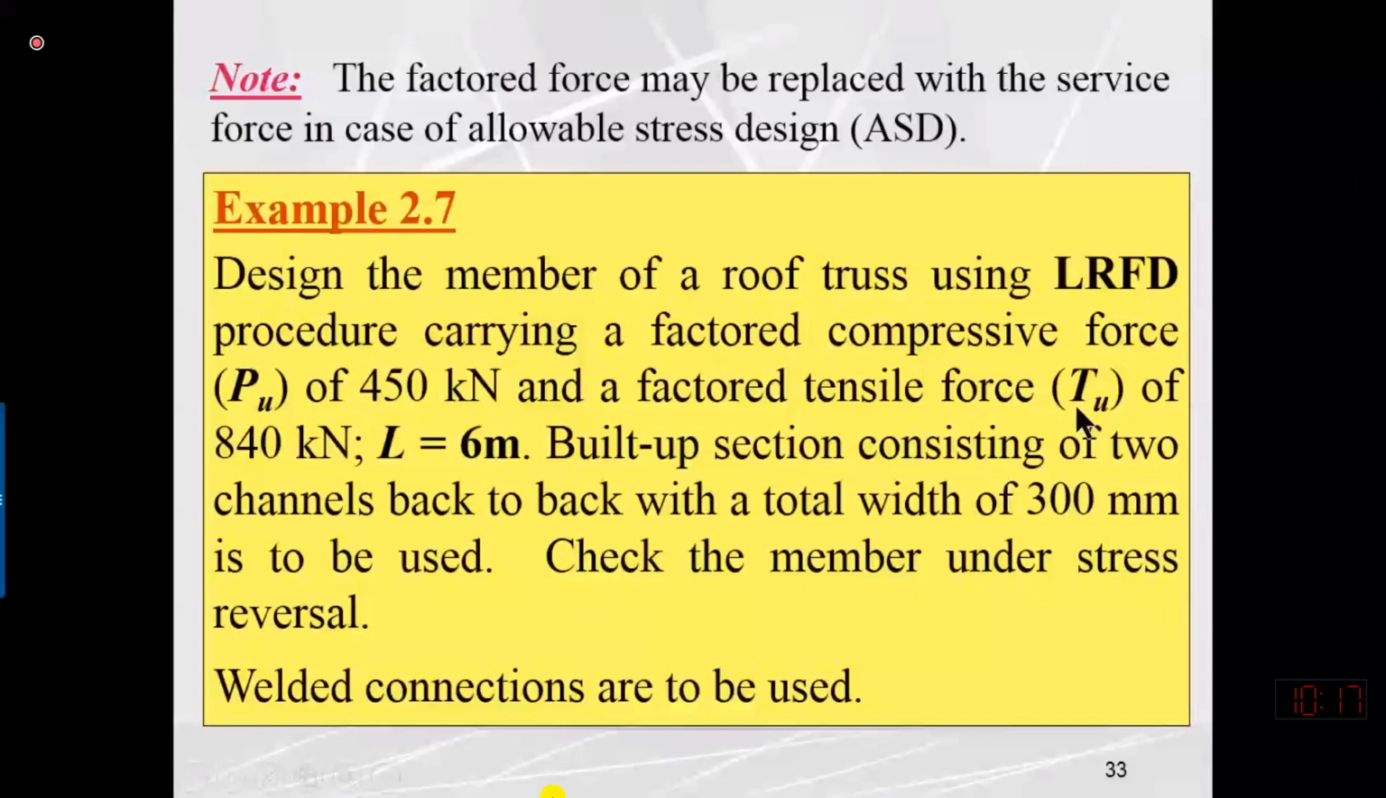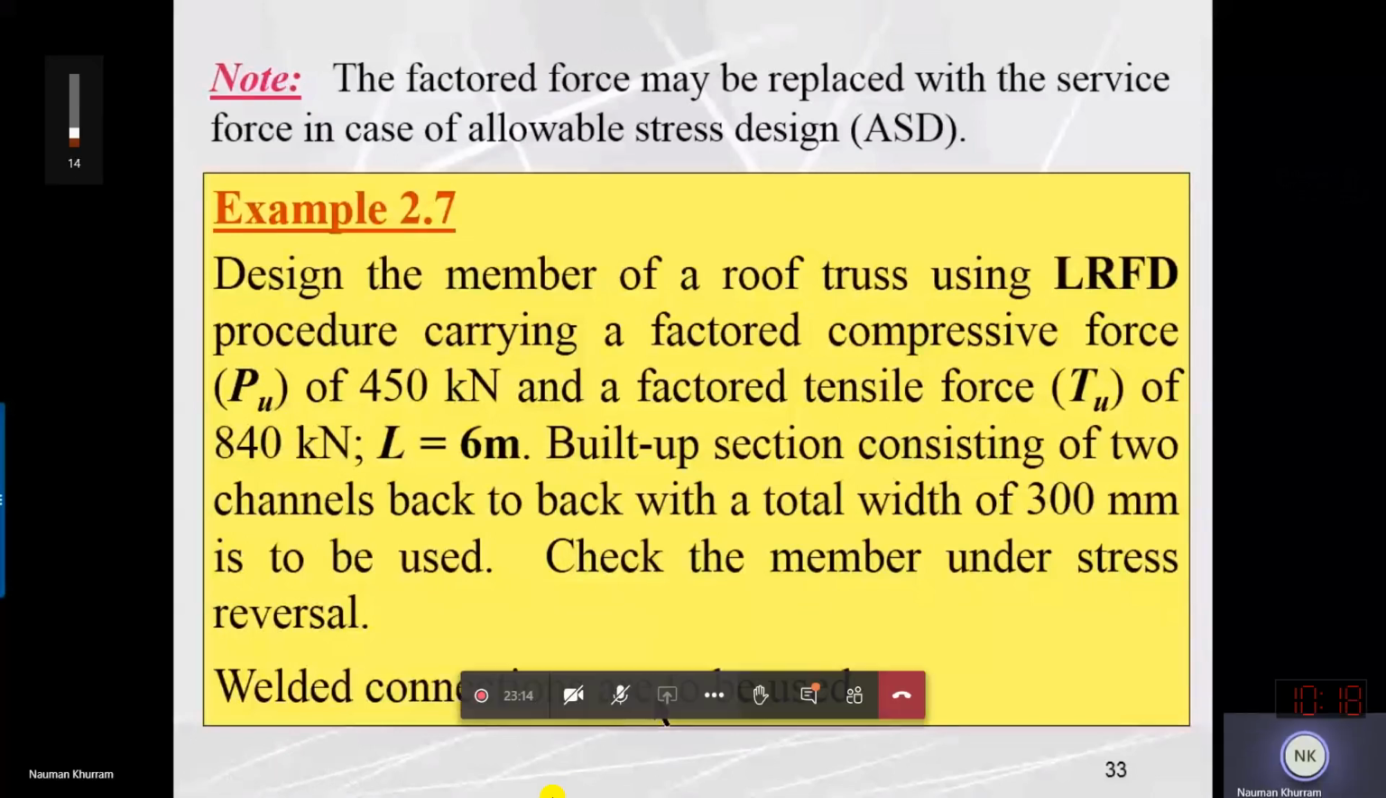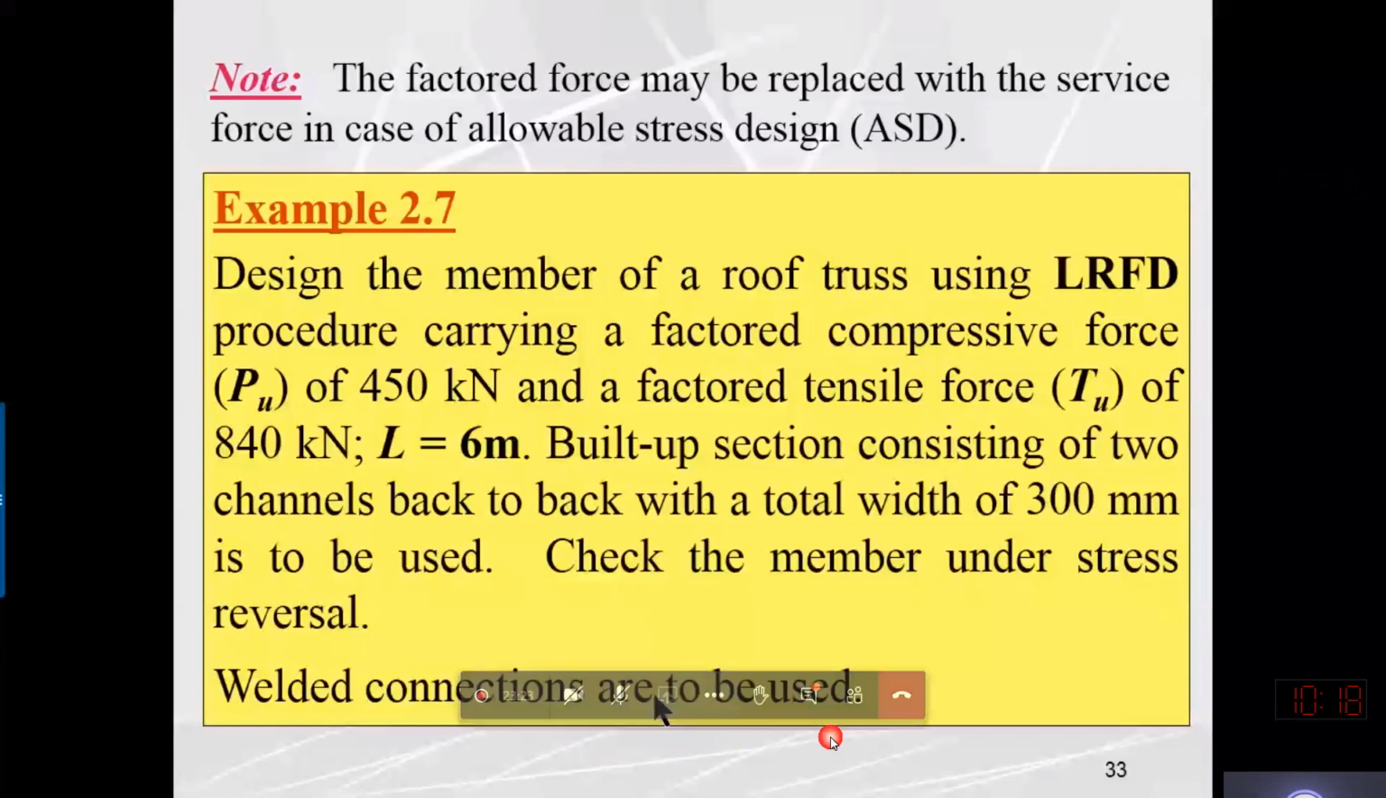So welded connections are to be used. For the welded connection, B minimum is 50 millimeter. We already know B minimum is not 2.5 D plus 16 or 3.25 D plus 18. For the welded connection, B minimum is 50. So the problem is very easy.